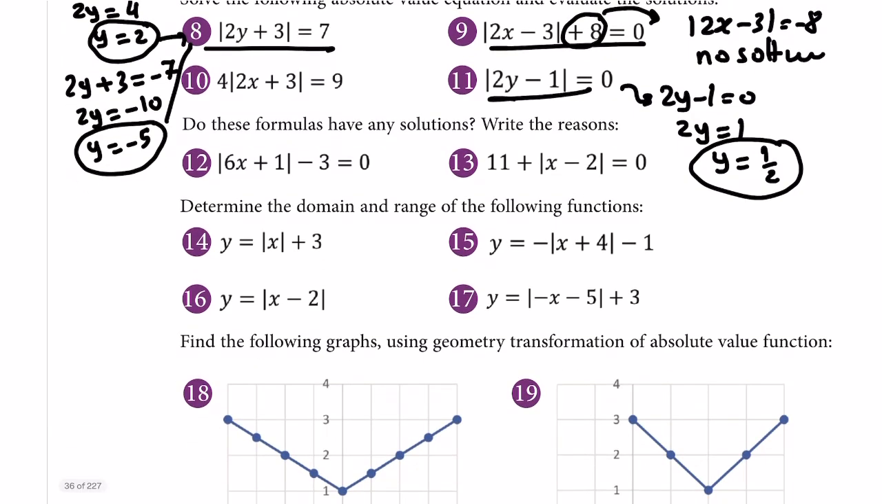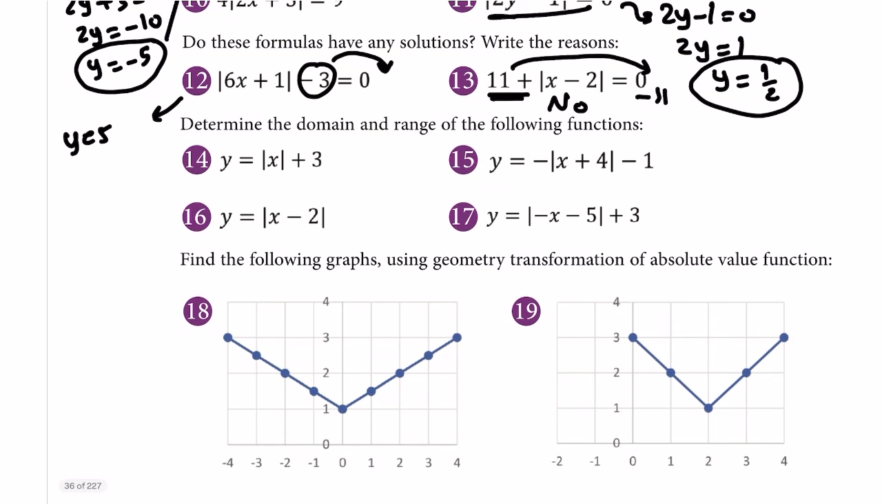Do these formulas have any solution? Write the reasons. This one, yes, it has. But when we put this one, it will be positive. It has 2 solutions. But this one, no. Because when we put it there, it will be negative 11. And negative doesn't count. This one says to determine the domain and the range of the following. So the domain here is R, and the range, I think that it's a vertical transformation 3 units up. So it will be y bigger than 3.